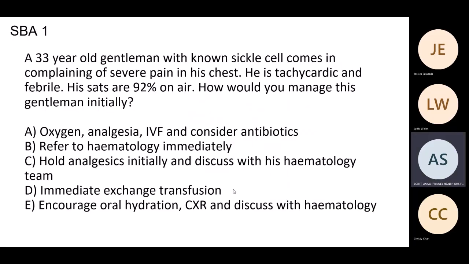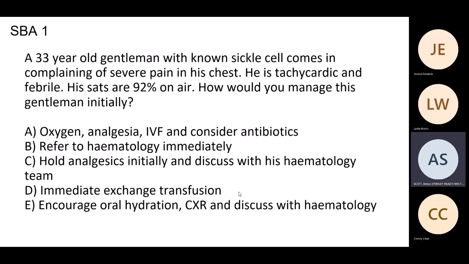So first SBA: a 33-year-old gentleman with known sickle cell comes in complaining of severe pain in his chest. He is tachycardic and febrile. His sats are 92% on air. How would you manage this gentleman initially? Let me just open the poll. There, the poll should be open now.